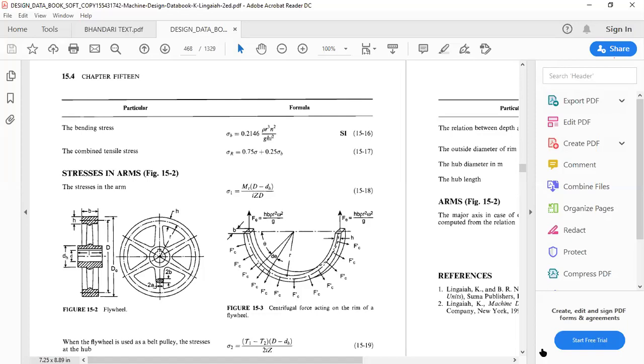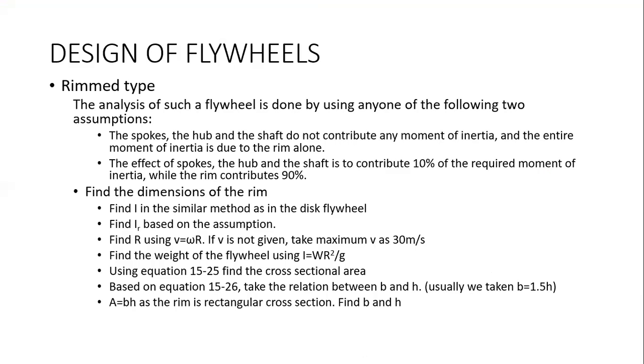So basically we go with two different conditions. One is sometimes we completely ignore the spoke, hub and all those things, and the entire moment of inertia is created by the rim. That design is the same as what we do in the disc type basic system. But in most cases, we go for a 90-10 proportion. The extra fittings, that is the spoke, the center hub, the shaft, everything together contributes 10%, and the remaining 90% is by the rim.